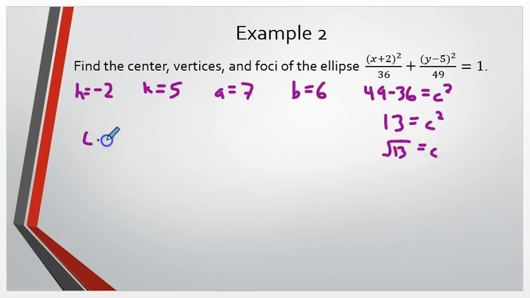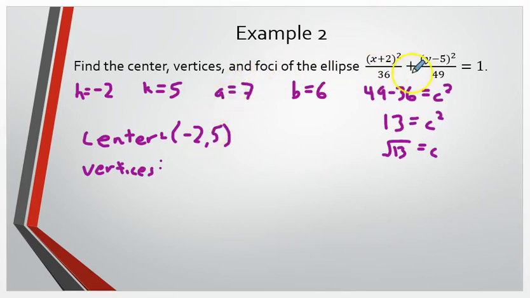Now I can fill in my answers. I have a center. This is always h, k, so -2, 5. And then for the vertices or major axis endpoints, whatever they call them, I need to take the a number and add and subtract it to this coordinate.